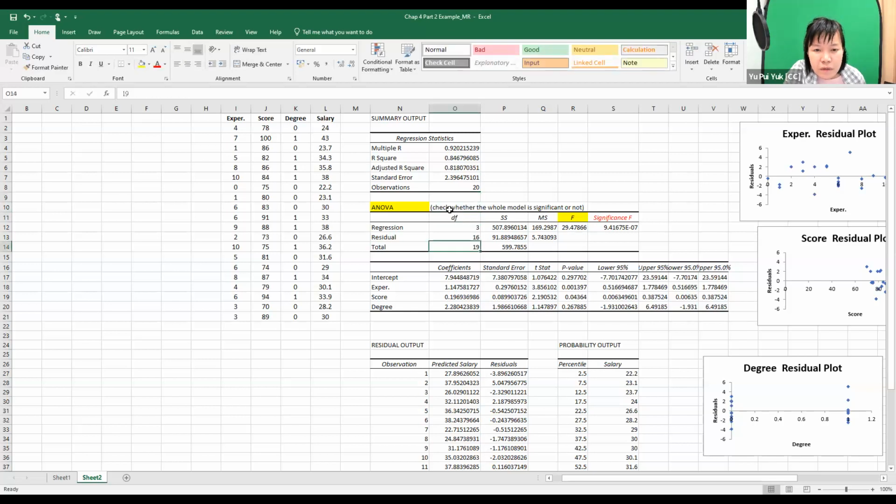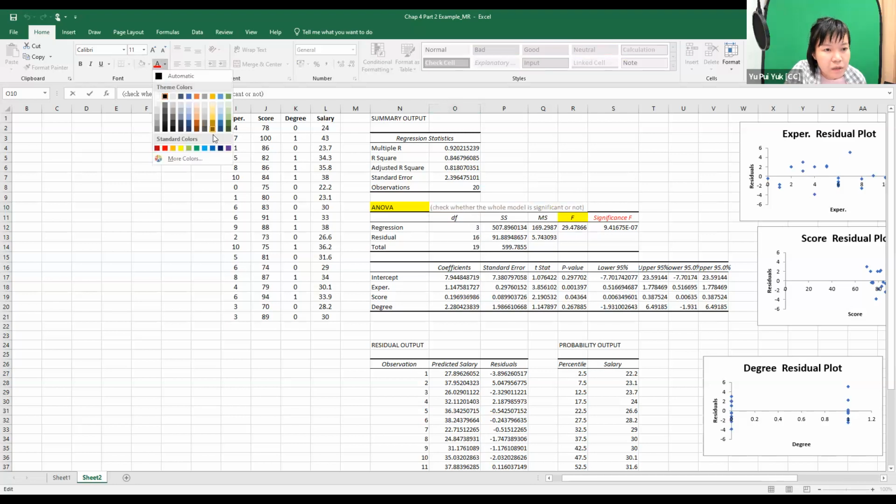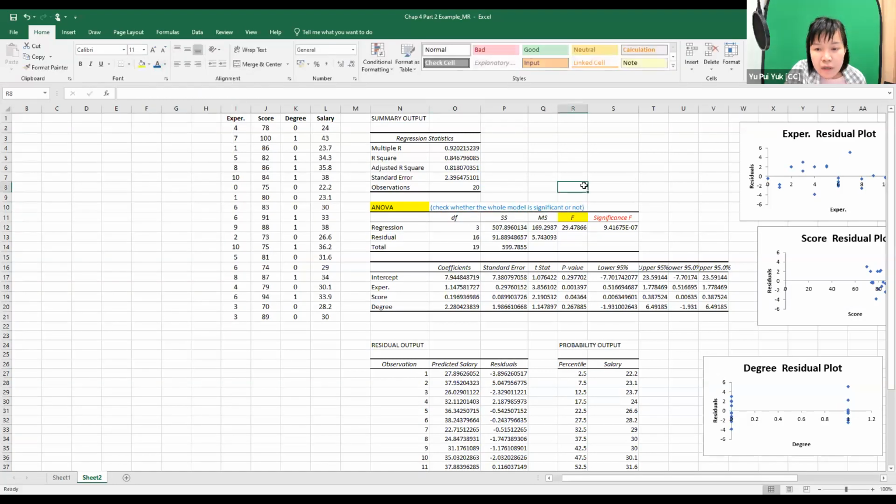Let me highlight, maybe using this color. Now the p-value, we can locate the answer very quickly. So this is the p-value, 9.417 times 10 to the power negative 7. So it is very, very small, near 0.